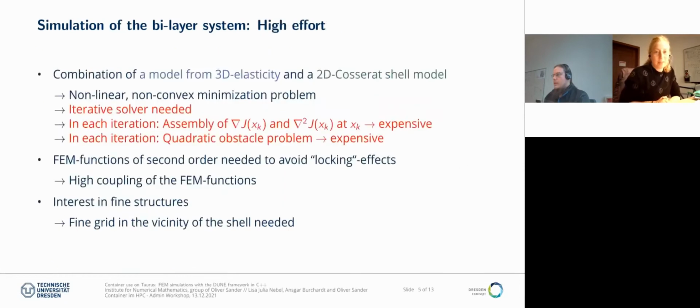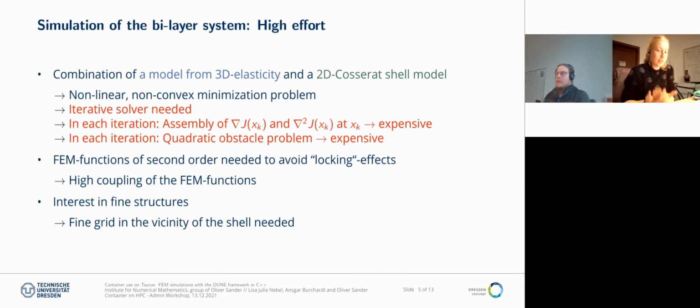So to solve this problem in a simulation comes with a high effort because, as I said, we have this nonlinear non-convex minimization problem. So we need an iterative solver, which of course increases the effort a lot. And in each iteration, we have to do two things that are kind of expensive.